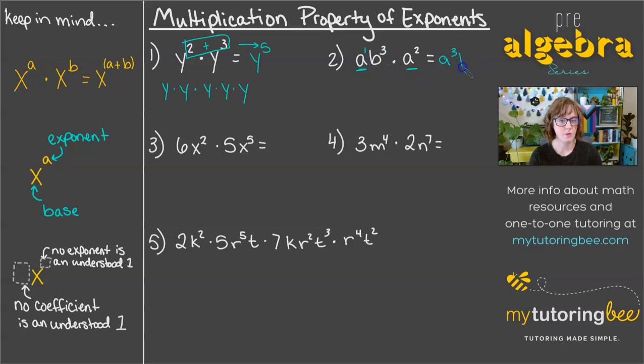And then for the b, we don't have anything else to multiply with that has a b base, so it's just going to be b to the third. So this is our final simplified answer. Okay, let's take a look at number 3.